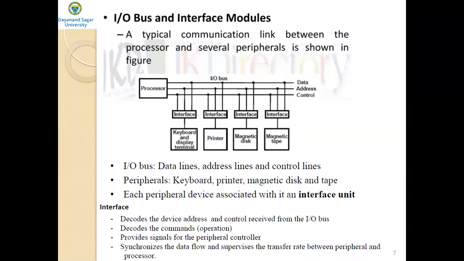So here is how the processor and the various peripheral devices are interfaced using the interface circuit units, or the I/O modules. The heading is input and output bus and the interface modules. A typical communication link between the processor and the several peripherals is shown in the figure. When I say communication link between the processor and the several peripherals, it is nothing but the I/O interface circuits.